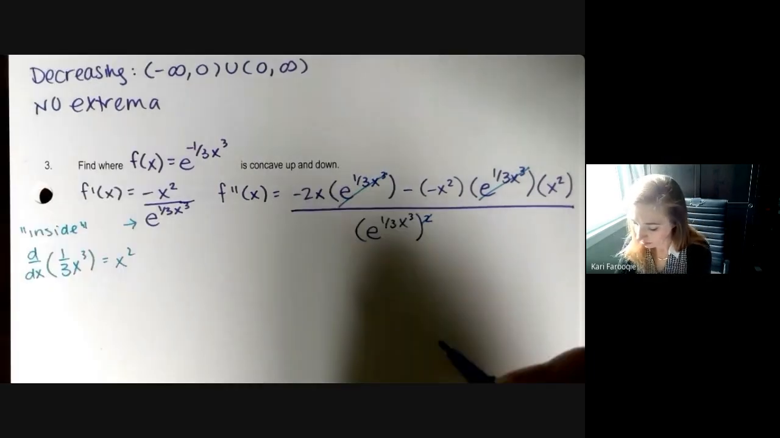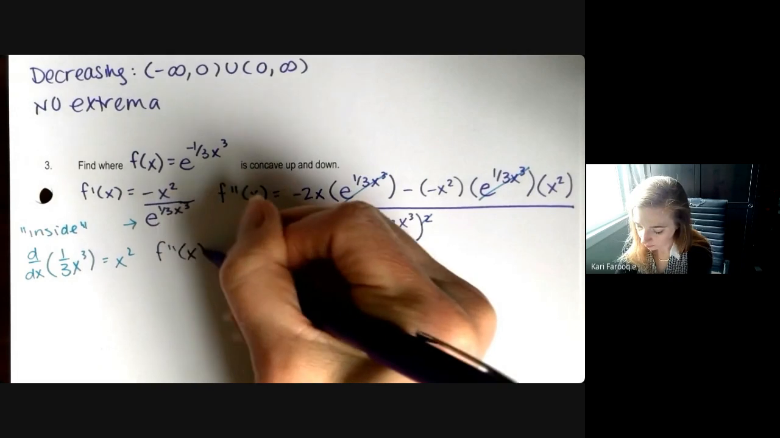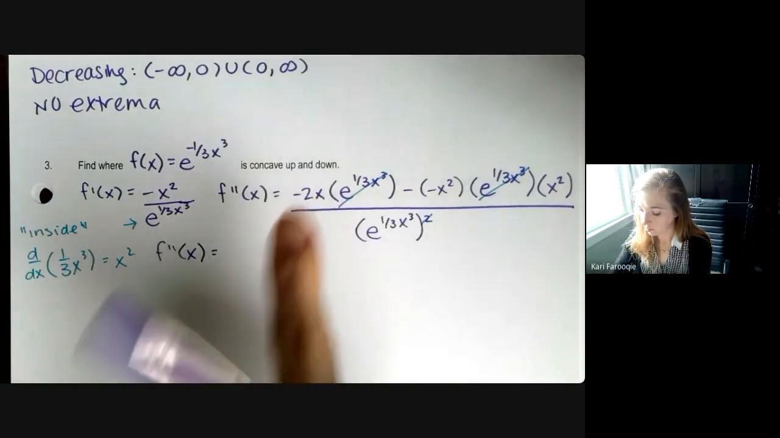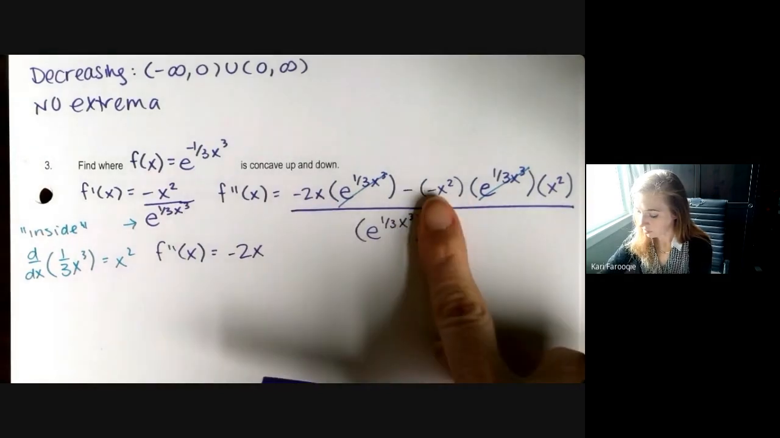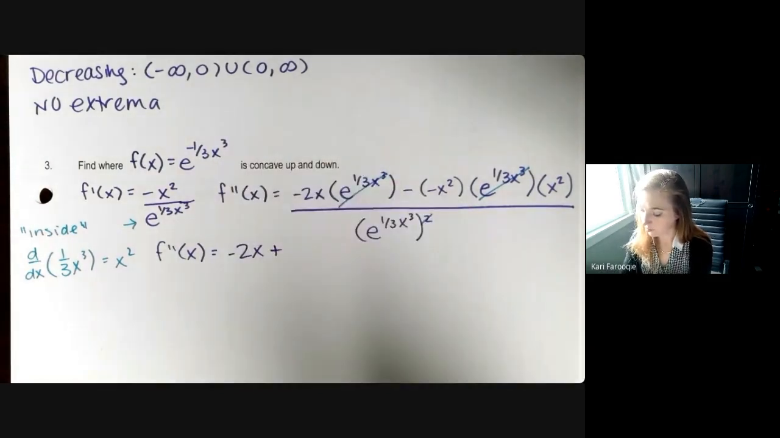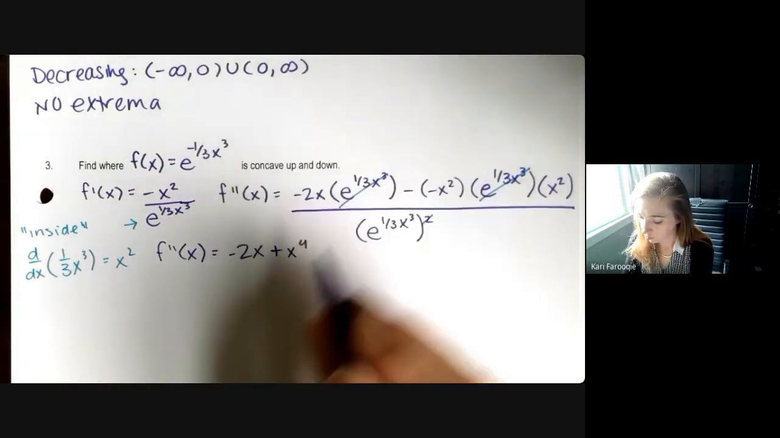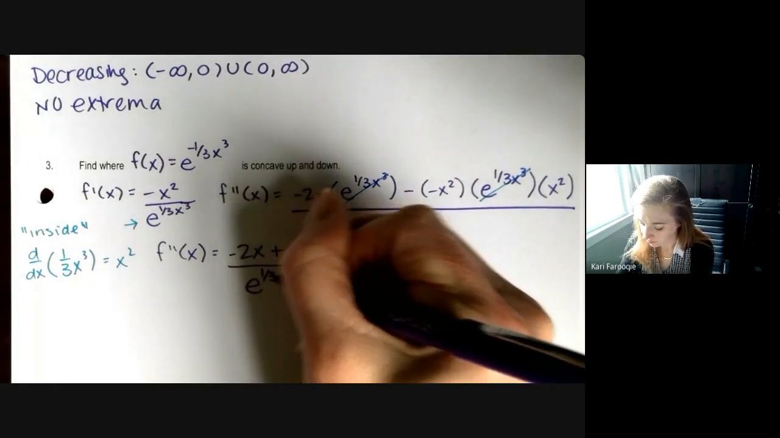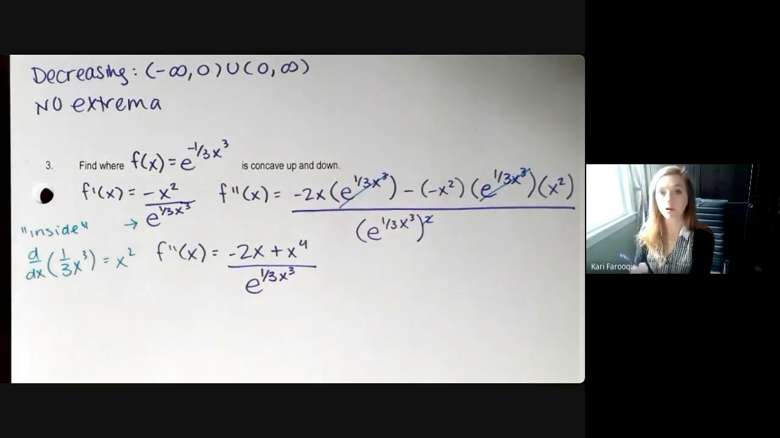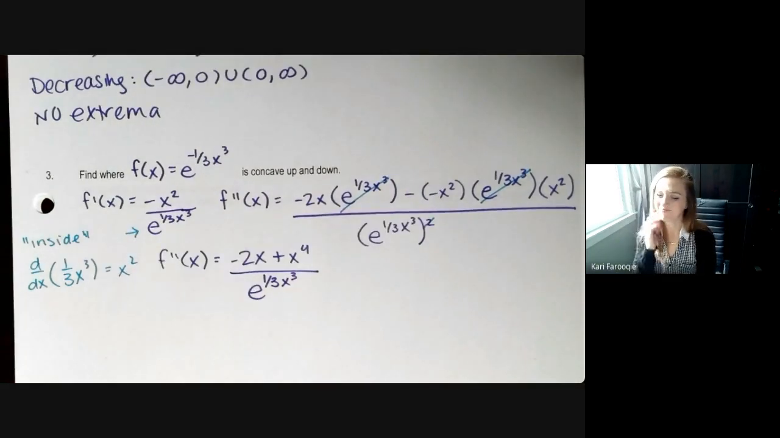But now we can say that f double prime of x is negative 2x, and then minus a negative is plus x to the 4th power, divided by e to the 1/3 x cubed. And we'll find some possible inflection points based off of that.